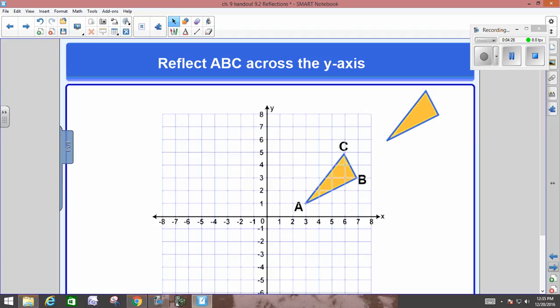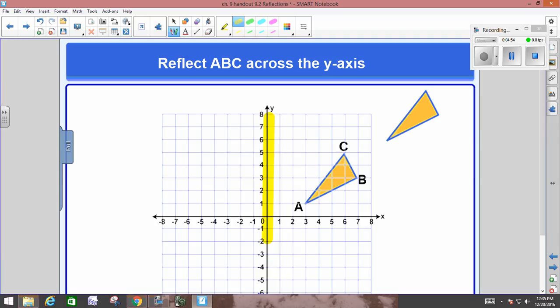Number 3, we're going to reflect triangle ABC across the y-axis. Horizontal or vertical axis? Which one is the y one? Vertical, good. We're going to take ABC and reflect it across the y-axis. It's just counting. How far is each vertex, A, B, and C, from the y-axis? Then you do that counting again.